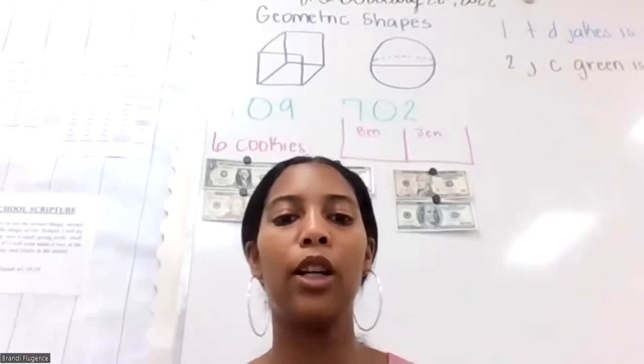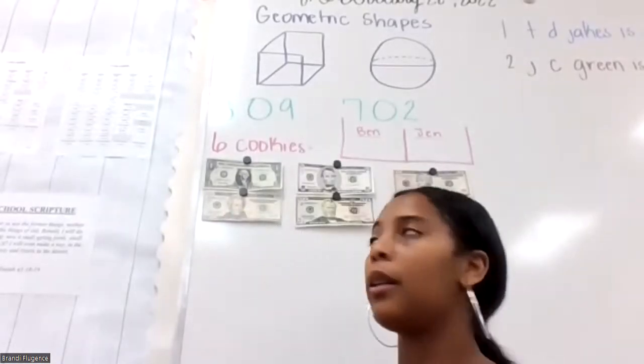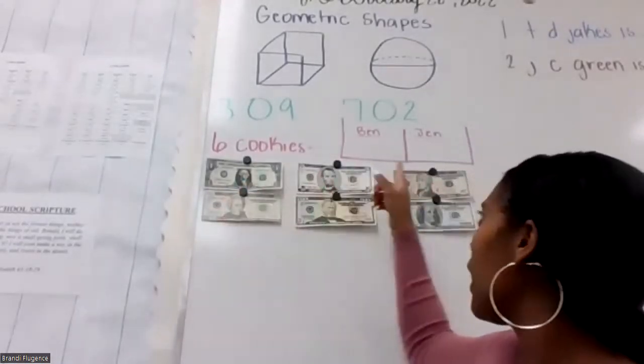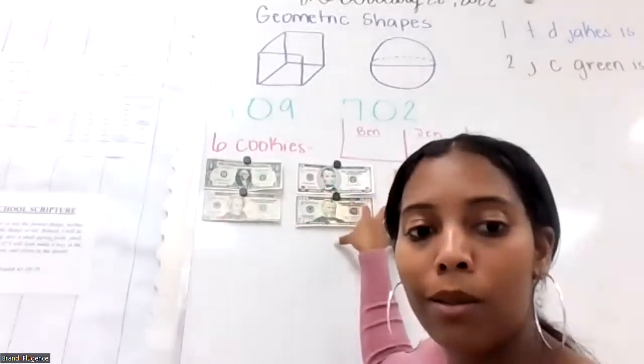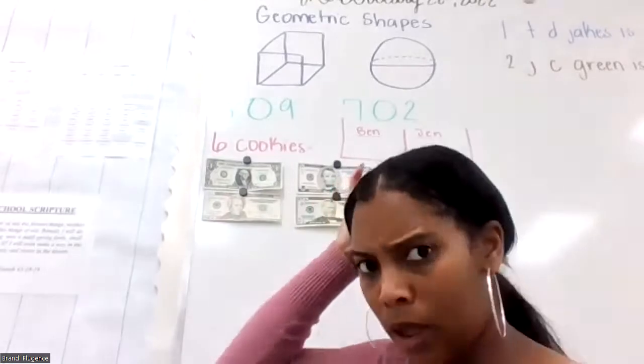Okay. So these are your 4 different bills that we'll be learning. Again, you have the 1, the 5, the 10, and the 20. We do have 50 and 100, we're just not focusing on those. You'll learn those maybe more next year.